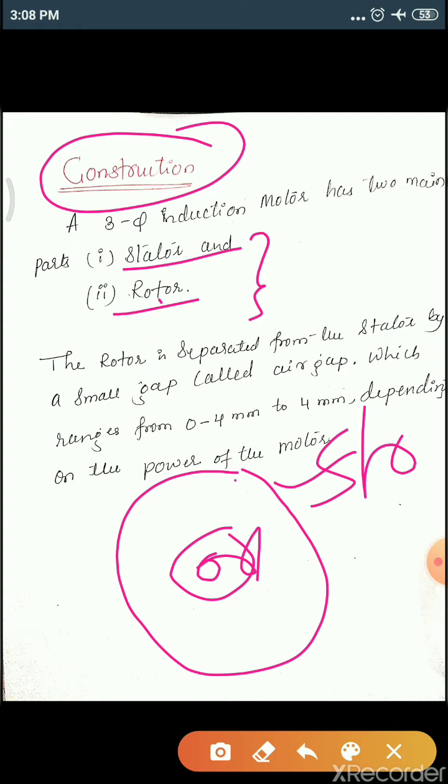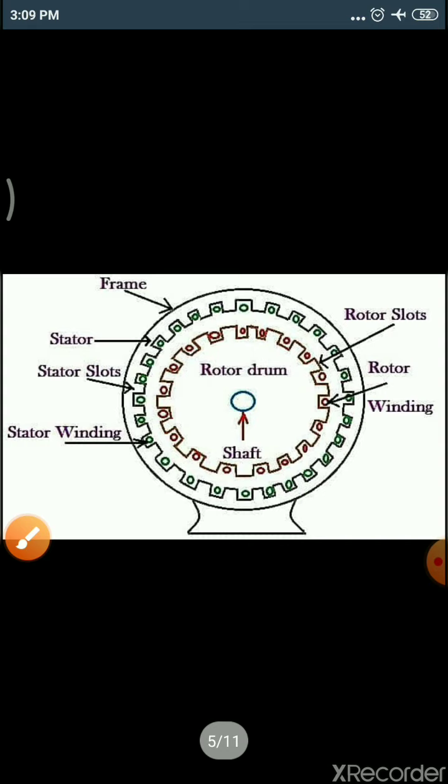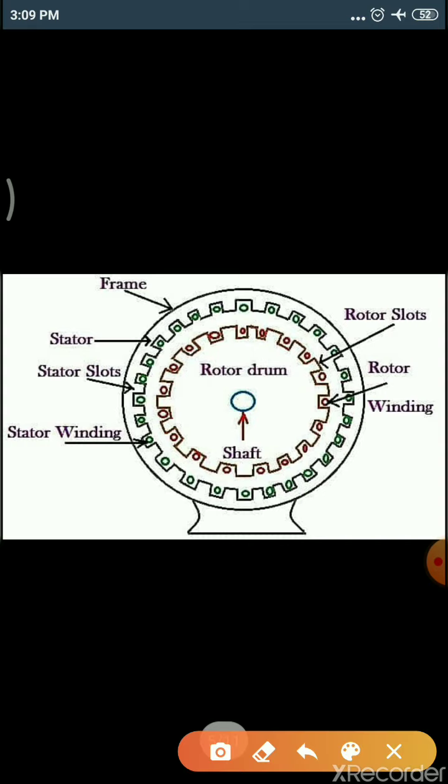This rotor is separated from the stator by a small gap, called the air gap, which ranges from 0 to 4 mm. It will depend on the power of the motor. All right, so you can observe the construction of an induction motor. This is the frame.